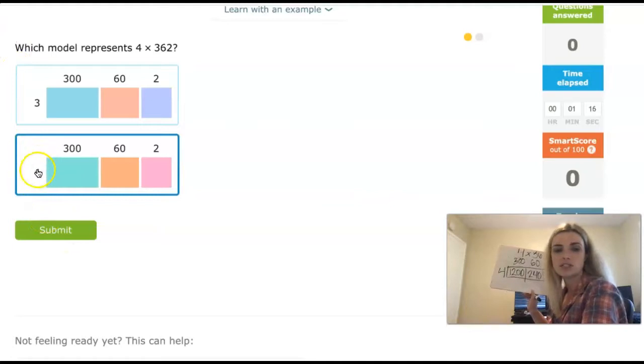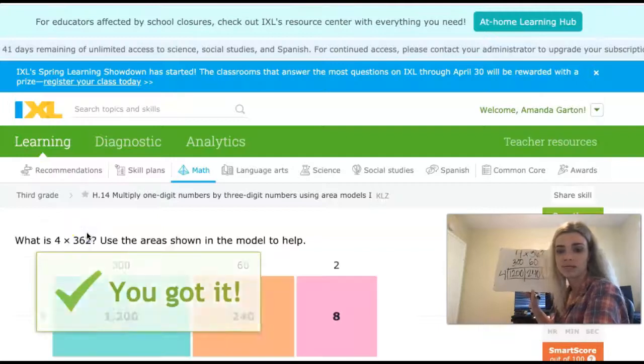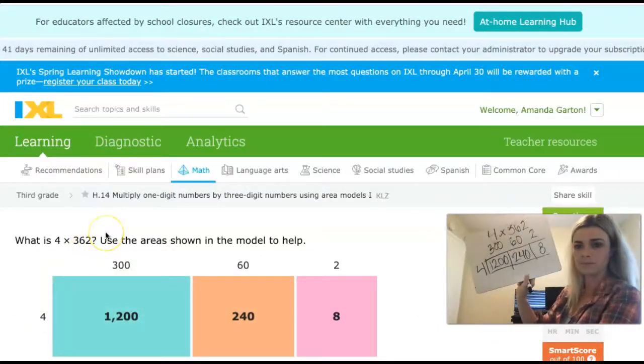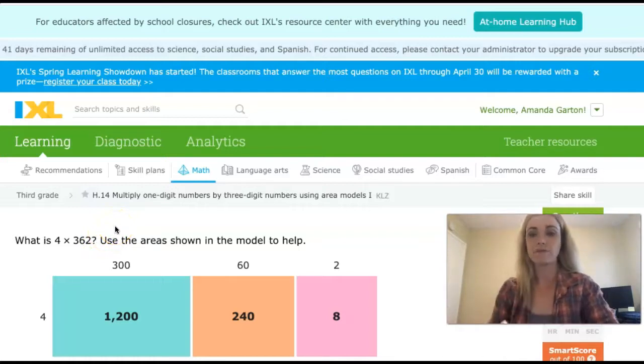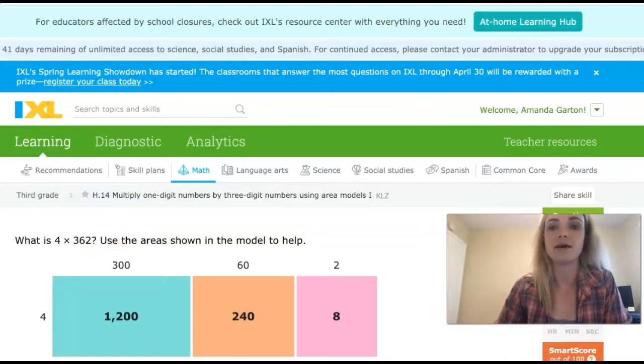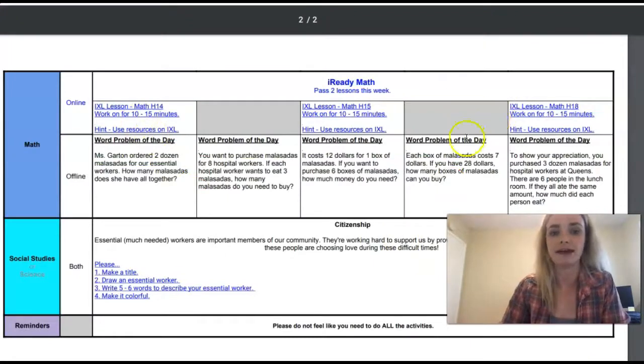So I want to pay attention to the number on the side, and this one says 4 and this one says 3, so I know that the bottom one is the correct one. Okay, alrighty. So that is for math, and this week for math, it only is every other day on IXL.